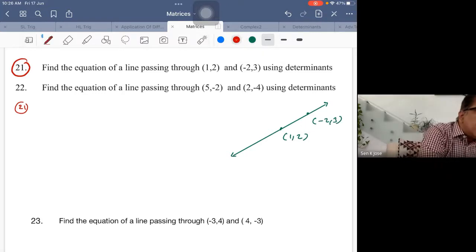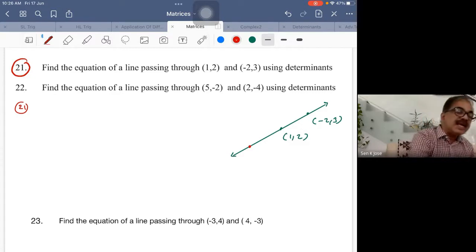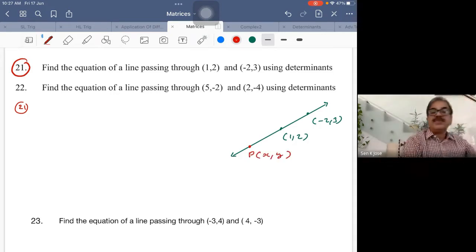And then you mark, since you need to find out the equation of a line. Equation of a line means an equation which is being satisfied by every single point on that line. That's the meaning. So I'm going to mark a general point P called x comma y on this line. So I have this line which is passing through the two given points, 1 comma 2 and minus 2 comma 3. And it should be satisfied by any general point on the line. So I marked a general point. That's why it is x comma y.